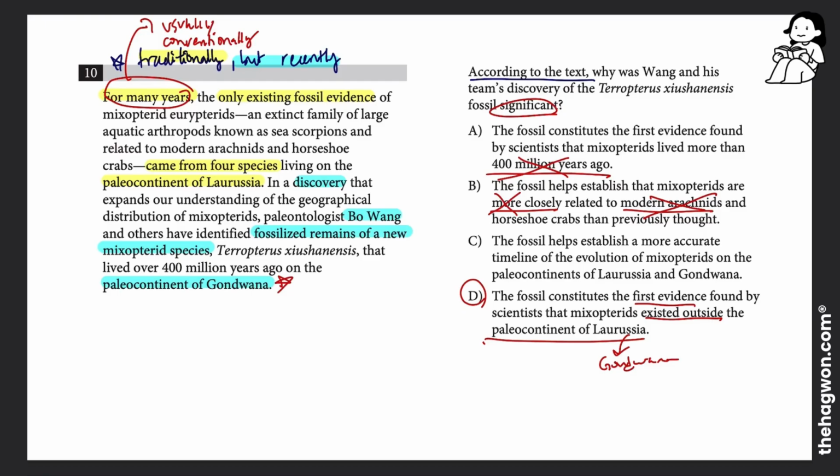Answer choice C says it helps establish a more accurate timeline of the evolution of mixopterids on the paleocontinents of Laurussia and Gondwana. Well, we're not talking about the evolution because we're not looking at how those things have been changing. We're just saying, hey, this is one fossil evidence that I found of this group in this area. So we're not talking about how those groups have been changing on Gondwana. We just know that they were on Gondwana. So for those reasons, A, B, C are incorrect, and D is the correct answer.